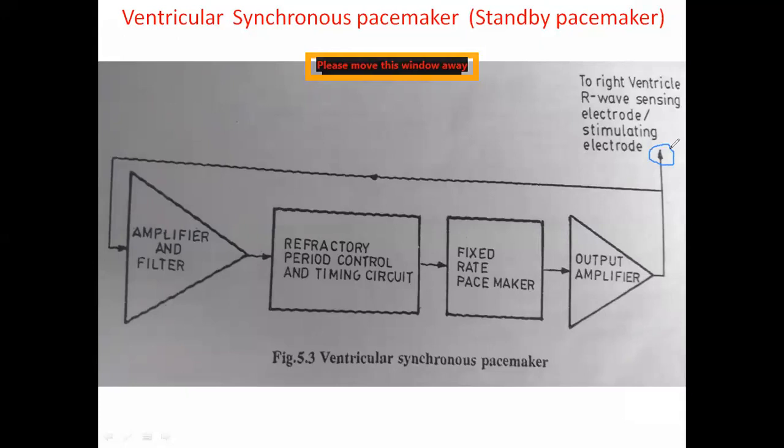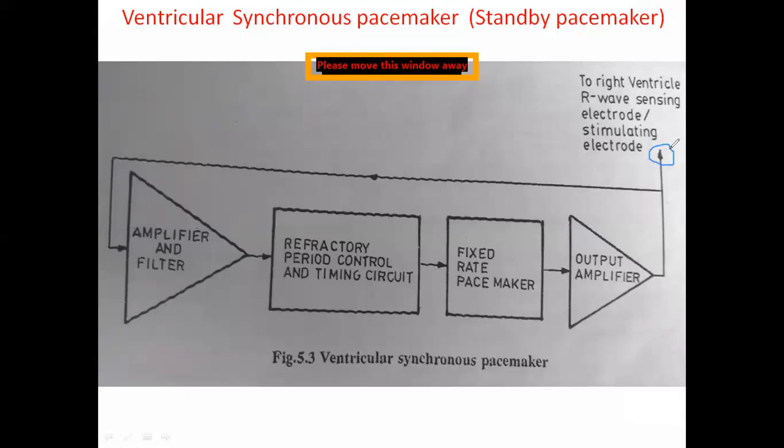So the same electrode is used for the sensing, and after sensing, it will compare with the predefined period of time, and check whether any problem has occurred, that is, whether the sensed R wave is produced at the same pulse rate. If it is producing the pulse rate, it does not produce any output.